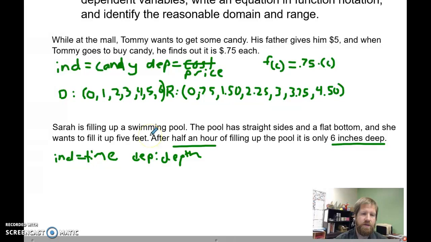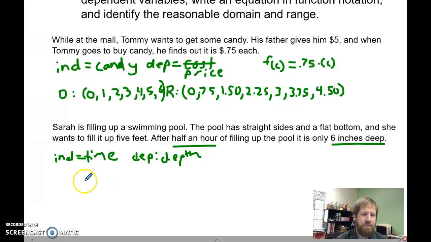We started with an empty swimming pool. So our domain is going to start with 0, and then it's going to go up to whatever our maximum is, whatever we would figure it out as being, as how long it would take to fill up our 5 feet of pool, going 6 inches every half hour. And let's see, we can actually figure that out pretty quickly. If it's 6 inches or half a foot in half an hour, it's going to be 1 foot in 1 hour, which means it should take 5 hours.